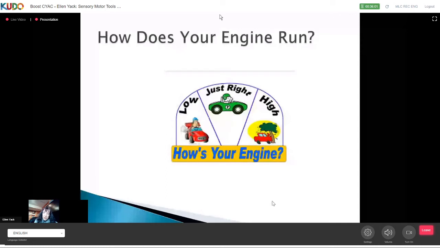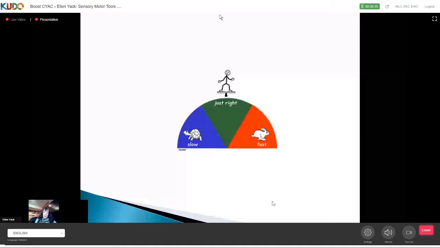In the Alert program for self-regulation, how does your engine run? They relate the body and arousal to a vehicle. And if you want to integrate it with the zones, the green zone is when the body's just right, the engine's running just right. The blue zone is when the engine's running too low, and the yellow and red zones might be when the engine's running too high. And again, for young children, there are other ways that you can help them identify these different engine speeds, looking to see what the individual is interested in.